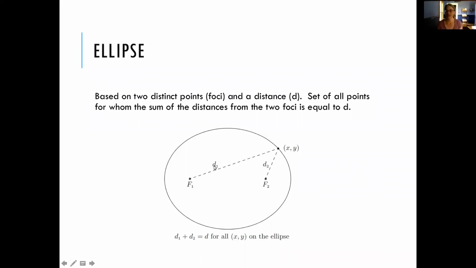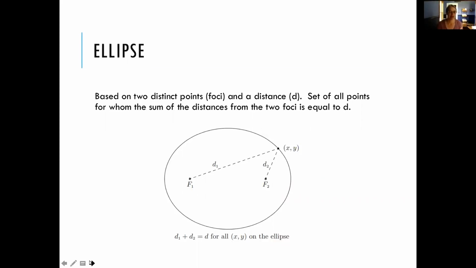One way of thinking of this is thinking of a string that is a little slack between two nails. If we put a pin in that string and we start dragging it so that the string stays taut all the way around, we will scribe an ellipse.